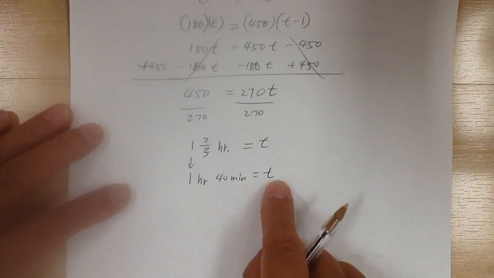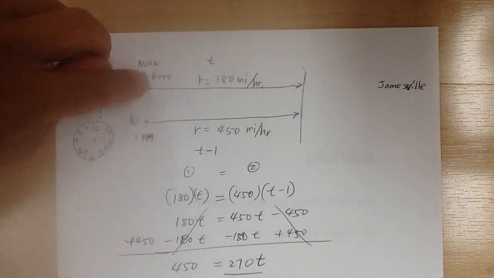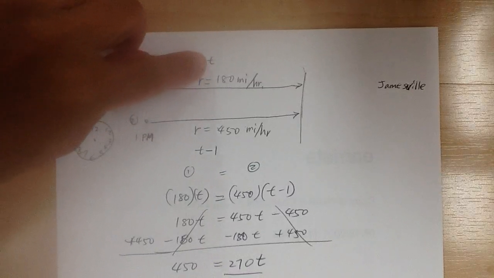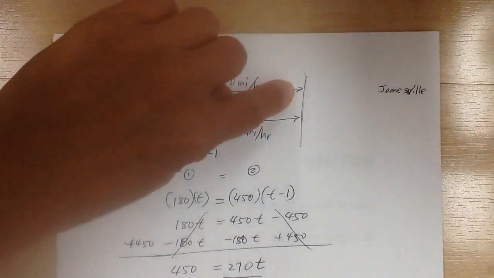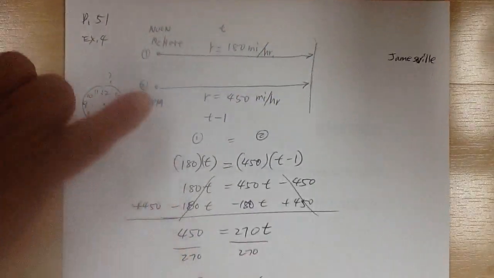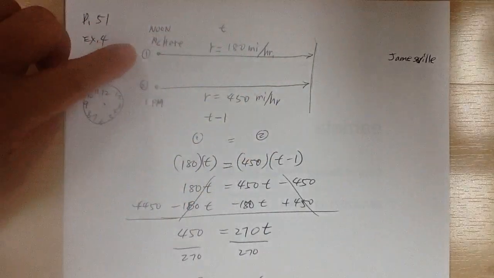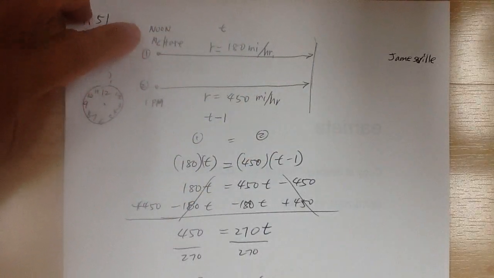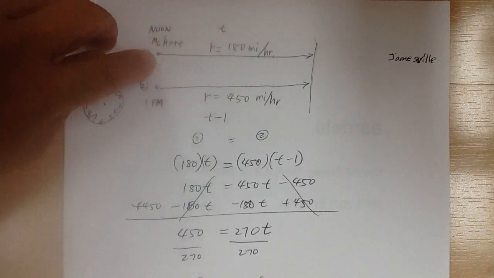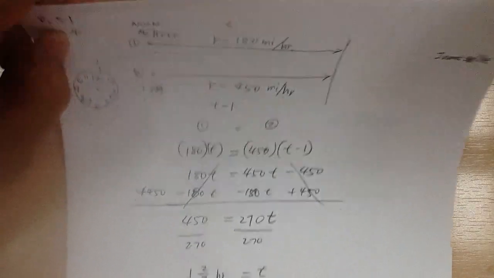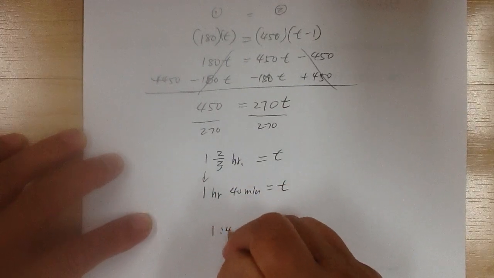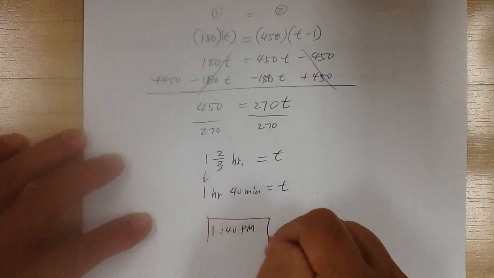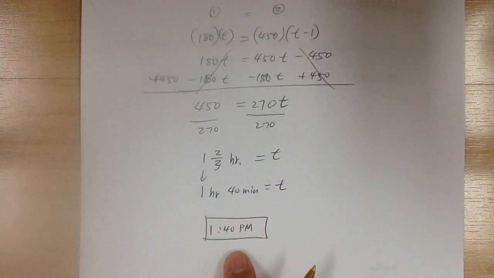Okay, so that's t equal to, and remember, this t means the first airplane. So the first plane flew 1 hour and 40 minutes. And that means the second plane only flew 40 minutes. And the time on the clock, okay, since it started at noon and t equal to 1 hour 40 minutes, the time on the clock would be 1:40 p.m. Okay, so that's the time that it's going to catch up with the first airplane.